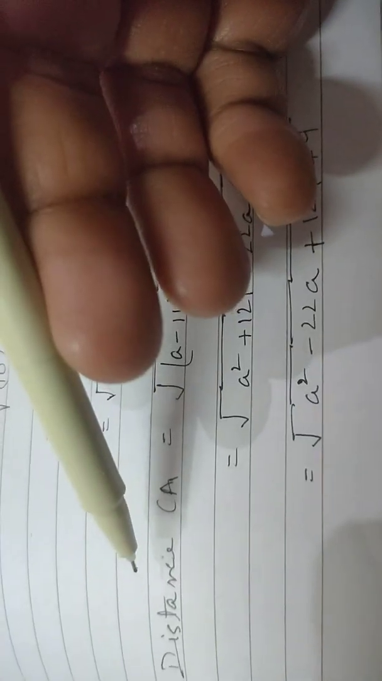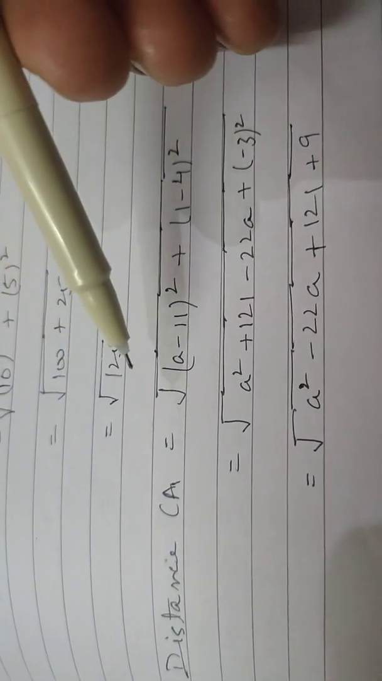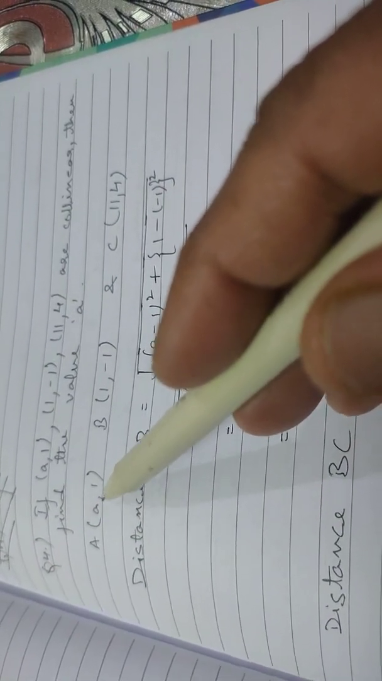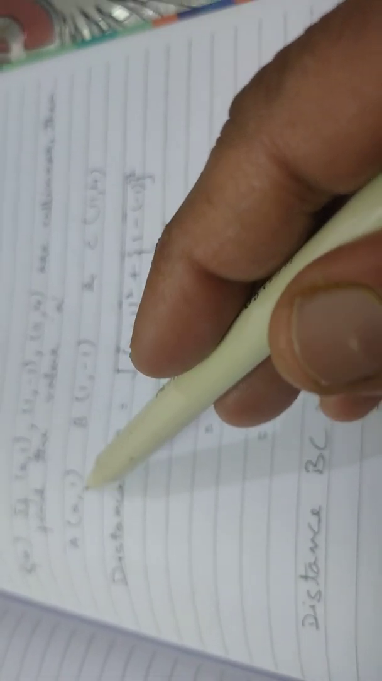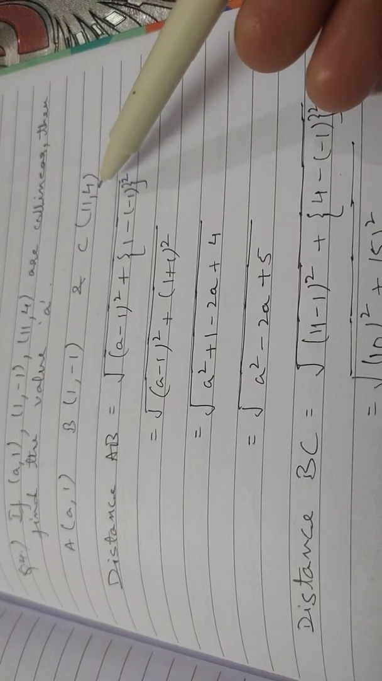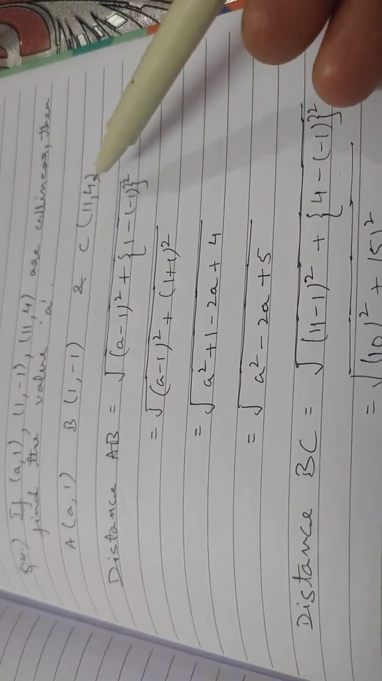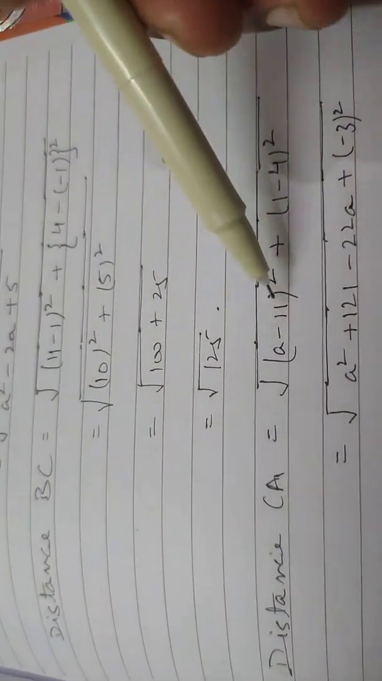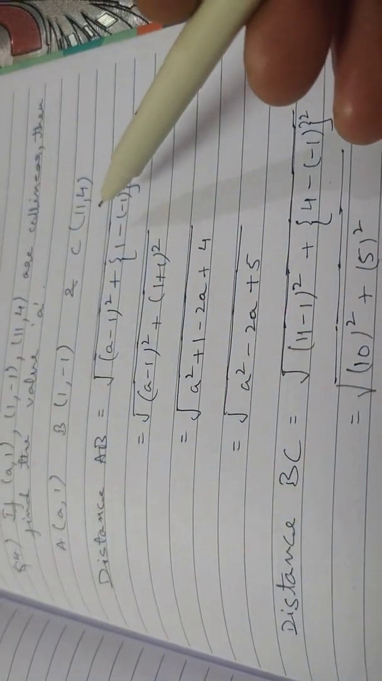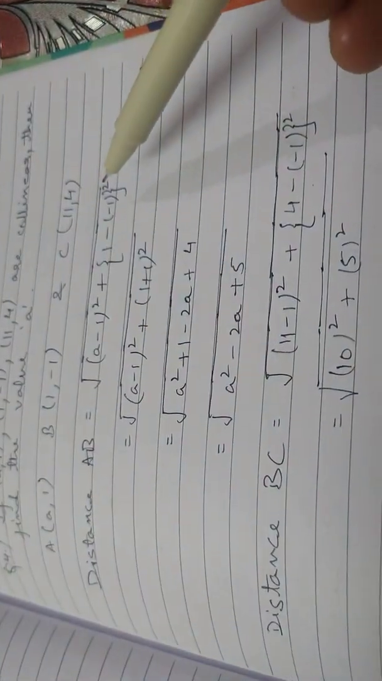Then for finding the distance between C and A, we are going to use again the distance formula. This time, the A point, which has the coordinates (a, 1), I am considering as x2 y2, and this point C, which has the coordinates (11, 4), as x1 y1. As per the formula, it says under the root sign x2 minus x1. Actually x2 I have taken as a and x1 I have taken as 11. So it will be (a minus 11) whole square.